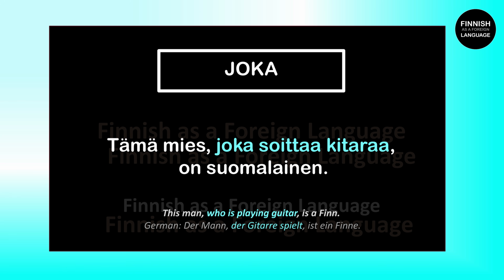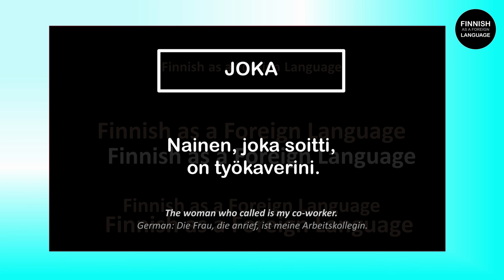So here, Joka refers to tämä mies, which means this man in English. It introduces the part that explains what the man does, in this case, playing the guitar. So here in this sentence, Joka provides additional information about the Finnish man, which is that he's playing guitar. So let's repeat again. Tämä mies, joka soittaa kitaraa, on suomalainen. This man who is playing the guitar is a Finn. One more. Nainen, joka soitti, on työkaverini. In English, the woman who called is my coworker.